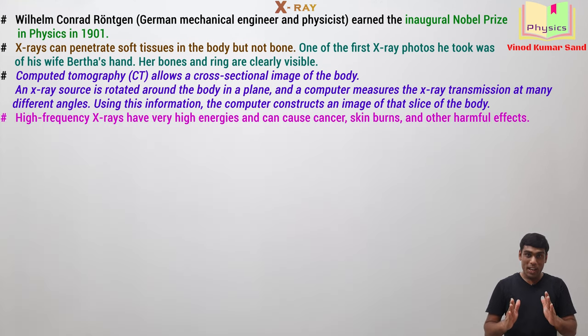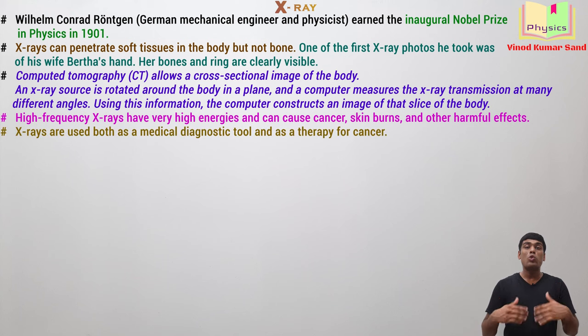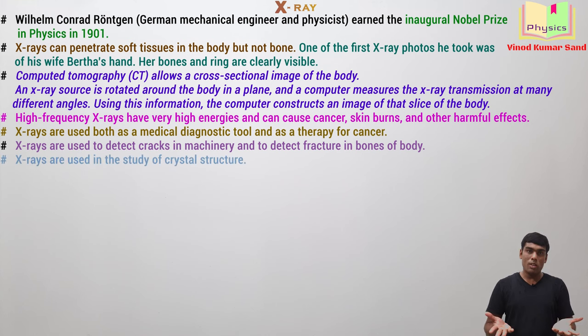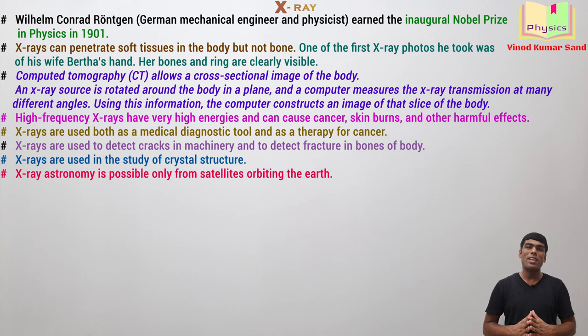High frequency X-rays can cause skin burn or cancer or other harmful effects. X-rays are used to treat certain forms of cancer. X-rays can be used to detect cracks inside metallic objects or machines. X-rays are used in studying crystal structures. X-rays are used widely in astronomy also. If you know any other practical use of the X-ray, let me know in the comment box.